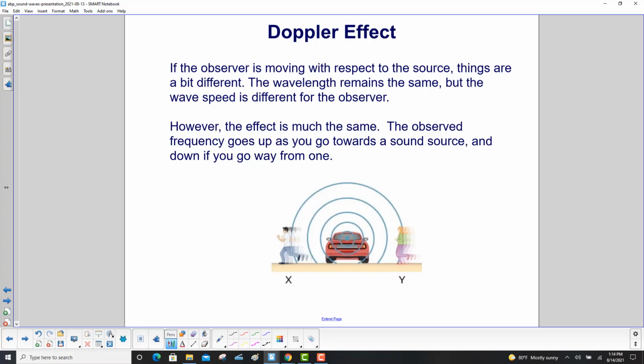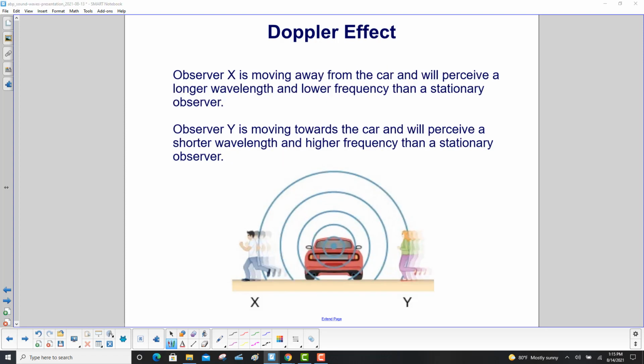If the observer is moving with respect to the source, things are a bit different. The wavelength remains the same, but the wave speed is different for the observer. However, the effect is much the same. The observed frequency goes up as you go towards a sound source and down if you go away from one. Observer X is moving away from the stationary car and will perceive a longer wavelength and lower frequency than a stationary observer. Observer Y is moving towards the car and will perceive a shorter wavelength and higher frequency than a stationary observer.